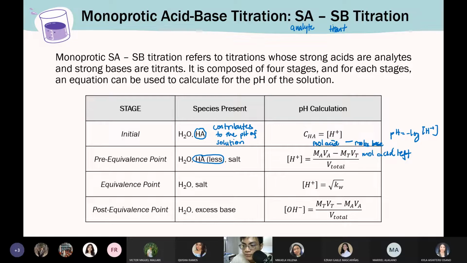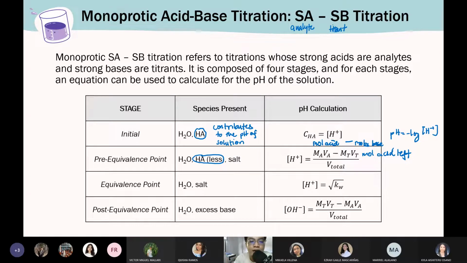So, ganun lang. So, yan yung parang pinaka-rational ng equation na to. Okay? So, again, why is that equation like that? So, the numerator will give you the moles of the acid that is left after it reacted with the base. And yung V total sa baba that is used to get the molarity. Okay? The total volume refers to the volume of your analyte plus the volume of the titrant added. Okay? So, ipag-add mo yung dalawang volume. Okay? So, ganun lang yung pinaka-idea sa equation na yan.